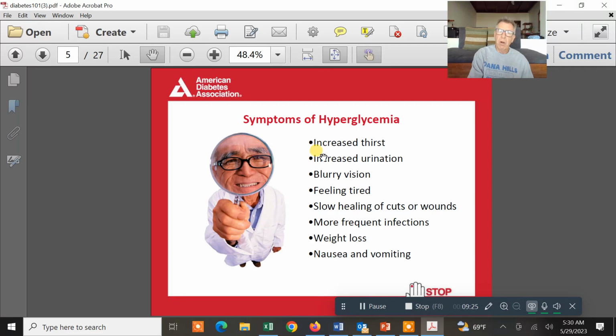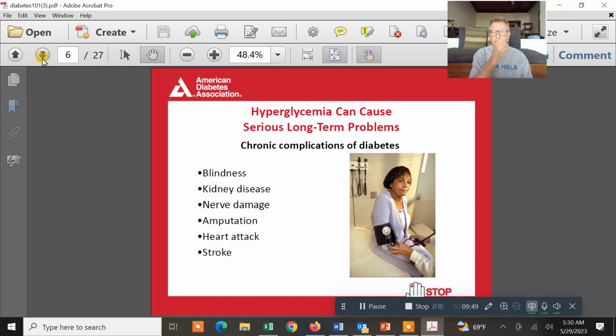All these problems that are happening in blood vessels can really hurt you in terms of wound healing and cuts. You have immune dysfunction, so you have lots and lots of infections. When the diabetes gets really bad, you actually will begin to shed weight because you're not able to package the glucose, nausea, and vomiting. All right, cool. Long-term problems.